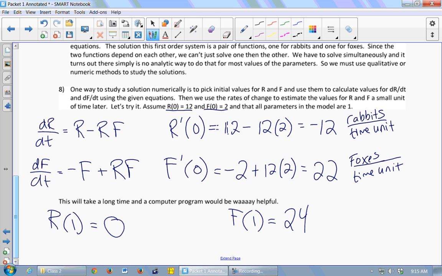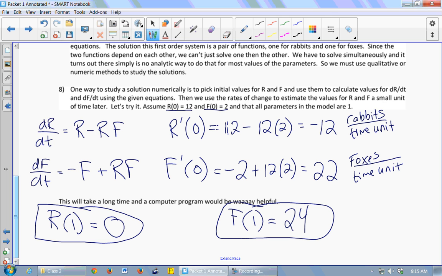So we now can use numbers to predict, right? And I could repeat this again. I could now calculate r prime of 1 and f prime of 1 using my new values of r and f in the formula, and I could predict the values at time 2. It'll still be 0 for rabbits because they're gone. And foxes will probably decline because there are no rabbits to eat. Yeah. So this is a numerical method, right? So I could do this again.